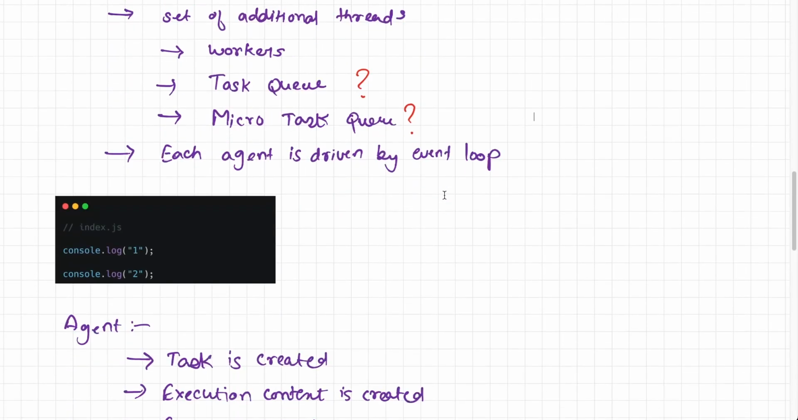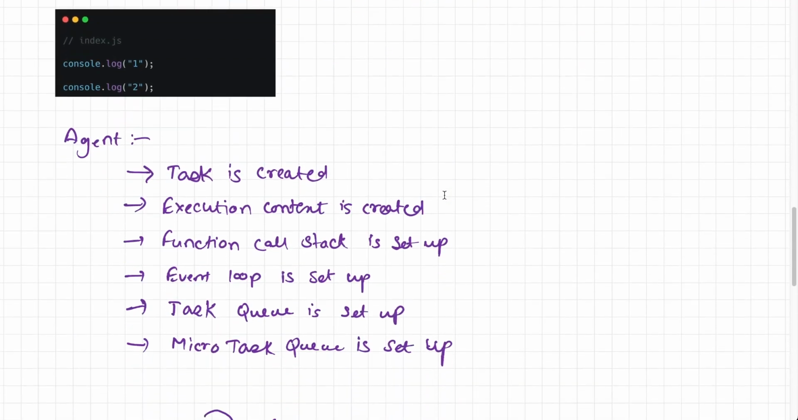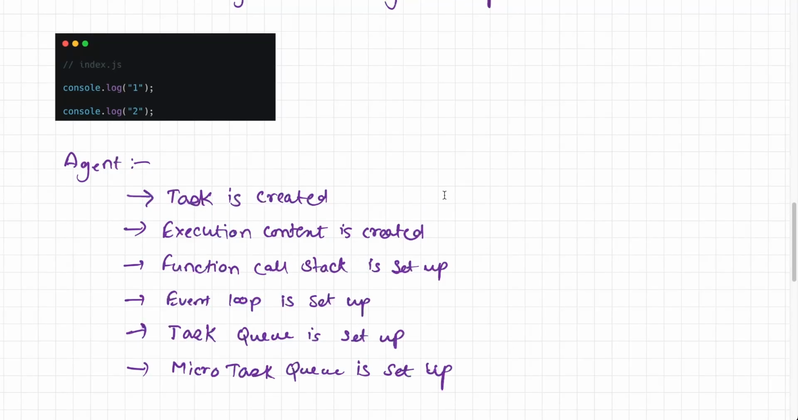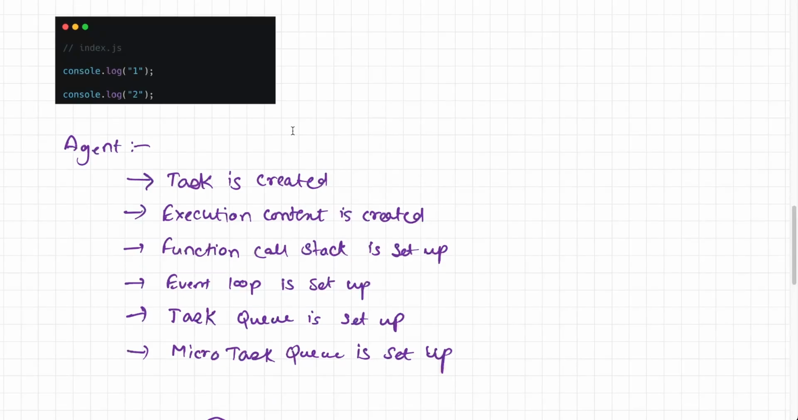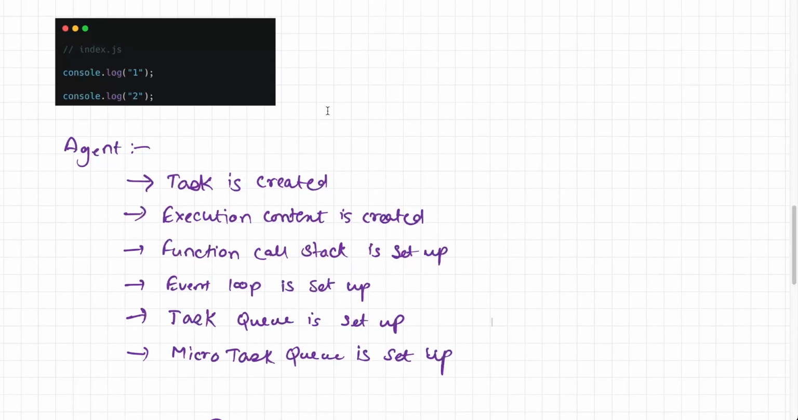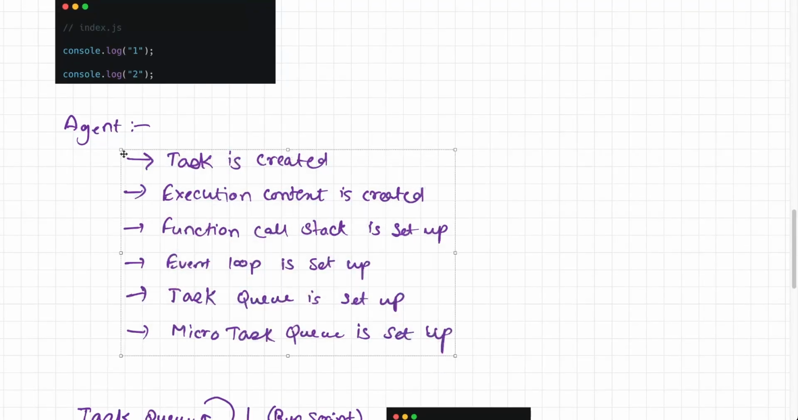Okay, so let's move on to this example. What is the output of this code? The output is 1 and 2, definitely. But what is happening behind the scenes? When you ask JavaScript runtime to execute this script, internally it is going to create an agent, and this agent has a few components. It is going to create a task; in this case, the execution of this script is itself a task. It is going to create an execution context for executing this script, a function call stack, an event loop, a task queue, and a microtask queue. These are all the responsibilities of the agent for executing this task.